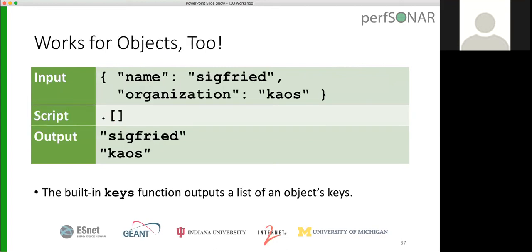This works for objects as well. If you apply this operator to an object, what you'll get back is the values in the object. So in this case, we have a name, we have an organization, and when you pull that apart into a list, what you get are sig, freed, and chaos, which are the values. There's also a built-in function called keys that does pretty much the same thing, except that its output is a list of the object's keys instead of its values.